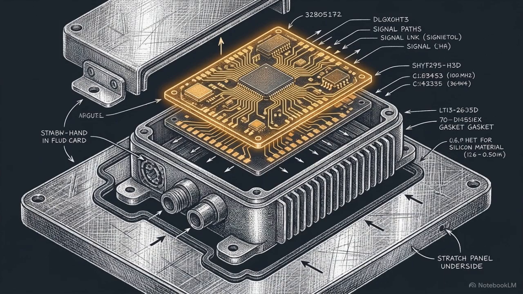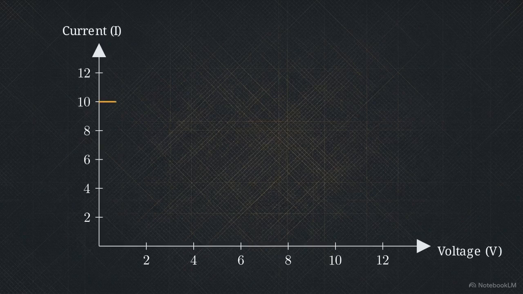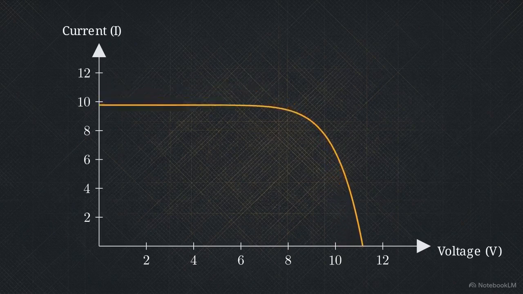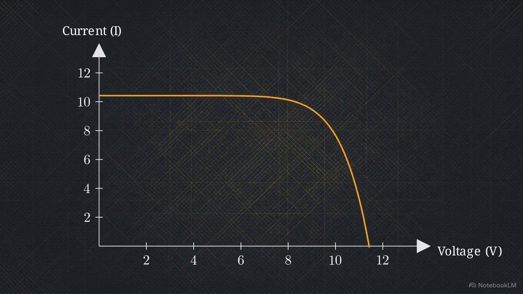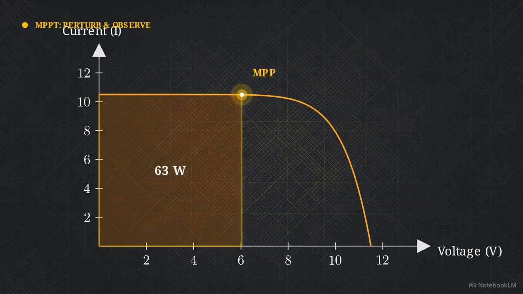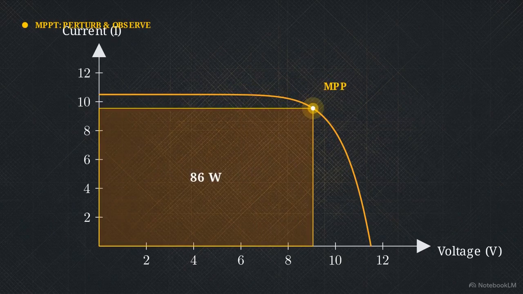Decentralization gives each panel its own onboard processor to actively manage its unique microclimate. This chart plots a solar module's current against its voltage. Because irradiance and temperature constantly shift, the exact point where a panel produces its maximum power fluctuates wildly throughout the day. The microinverter uses an algorithm called maximum power point tracking.